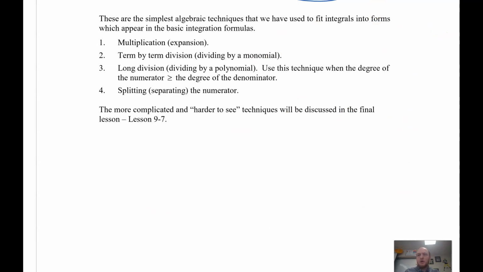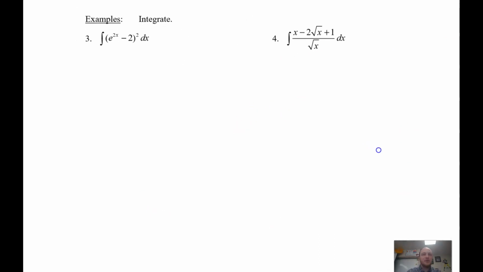All right, so here we are, example 3. We are asked to integrate the integral of e to the power 2x minus 2 squared. Again, notice I have a power of 2, so we're going to FOIL this out. This is e to the power of 2x minus 2 times e to the power of 2x minus 2. Okay, and we can FOIL this out. So here we have e to the power of 4x minus 4e to the power of 2x plus 4, and all of that is dx.